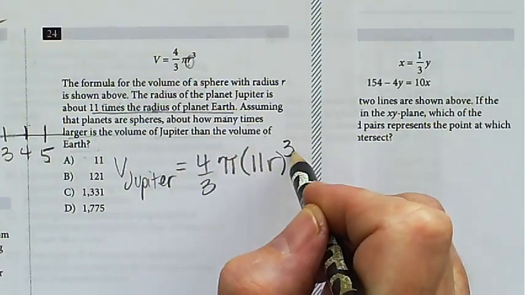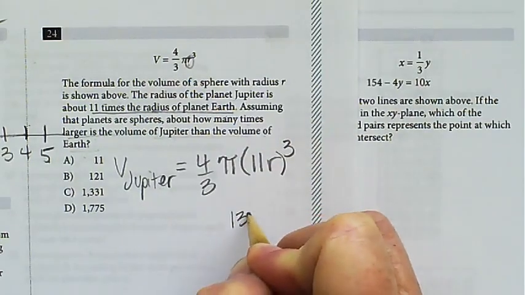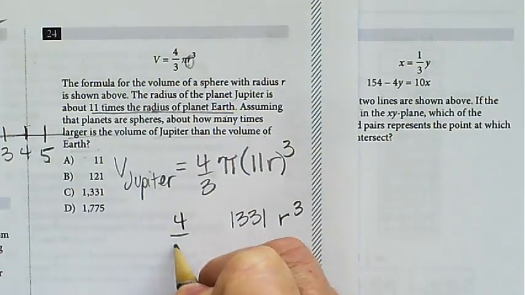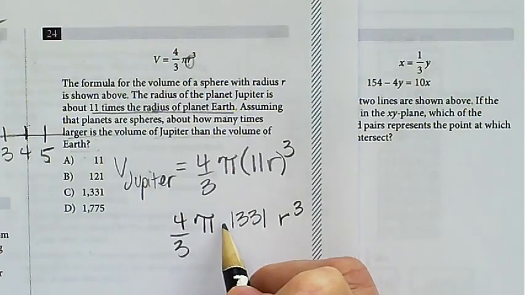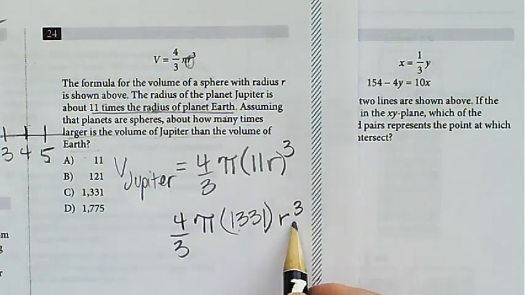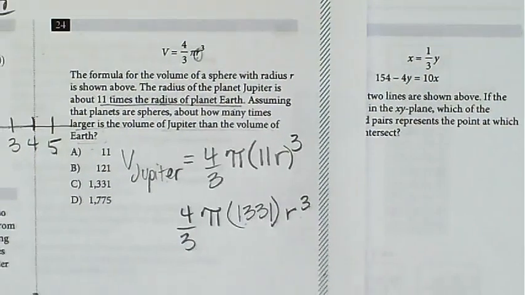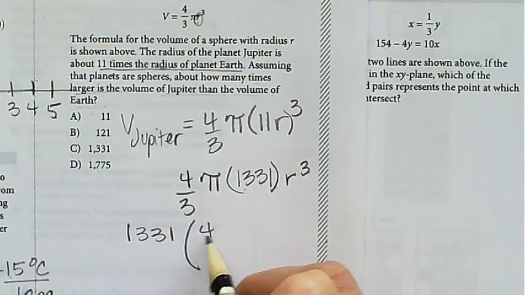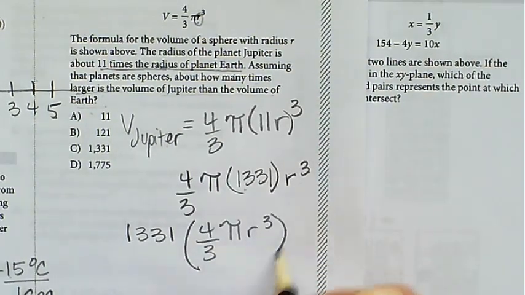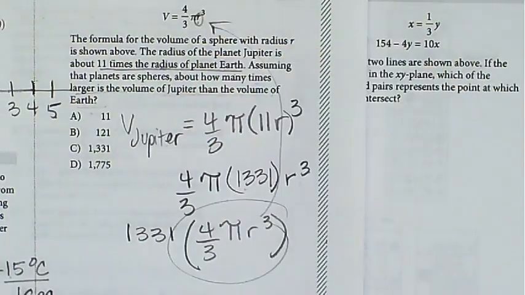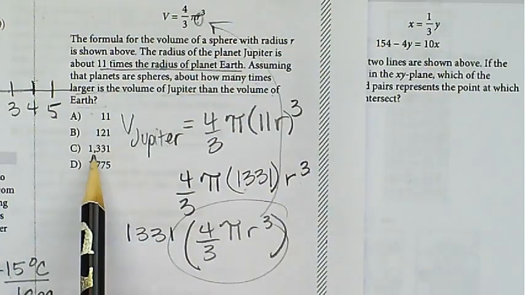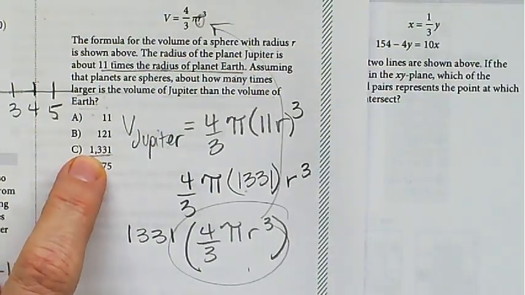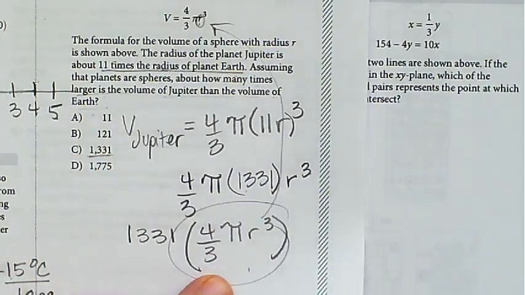Well, if I do 11 to the third power, that is 1,331 r to the third. So I get that the volume of Jupiter is 4/3 pi times 1,331 r cubed. Well, that's the same as 1,331 times 4/3 pi r cubed, which was the volume of Earth. So Jupiter is 1,331 times larger than Earth.